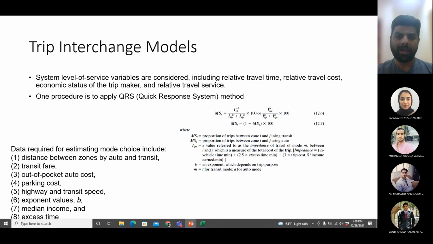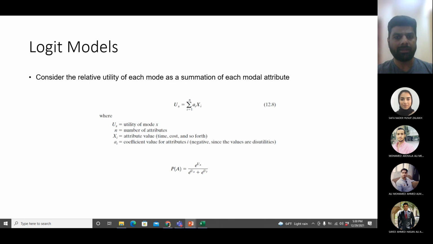So let us have a break. After a 15 minute break, we will look at the other method, which is again under the trip interchange model, which is the logit model, and this is what I asked you to prepare in your term project as well. So we'll discuss the logit model after the break, inshallah.